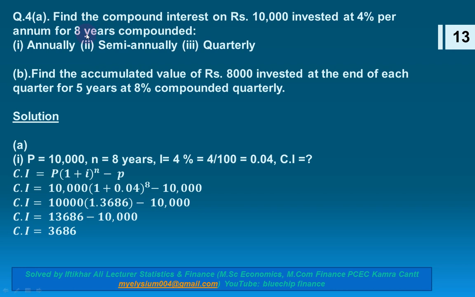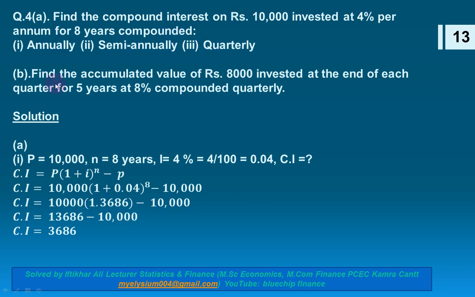N is 8. So in case of annually, we take the data same as given in the question, but in case of semi-annual, N will be doubled and interest will be reduced to 1/2, because there are 2 semi-annual time phases in 1 year. In case of quarterly, N will be 8 multiplied by 4 and interest will be 4 divided by 4, 1%. So there are 3 different scenarios. In these 3 scenarios, just put the data into the equation.